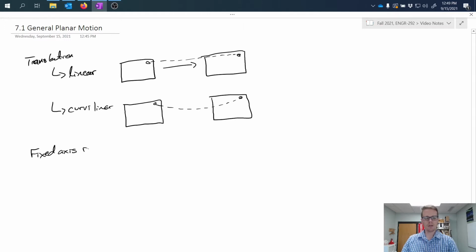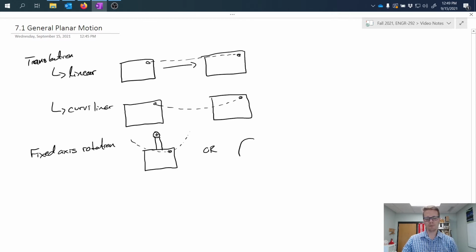We've also talked about fixed axis rotation. So fixed axis rotation involves our rigid body moving from one position to another about some central rotational axis. So in this case, my identified location on this rigid body travels along a circular path that traces a circle around that axis of rotation.